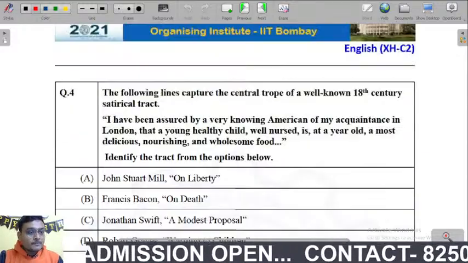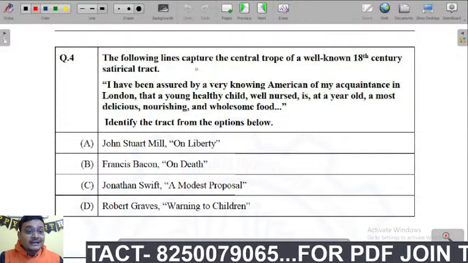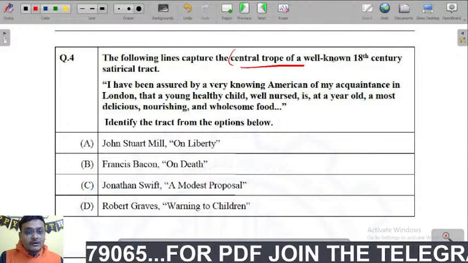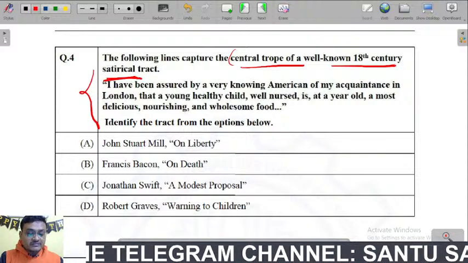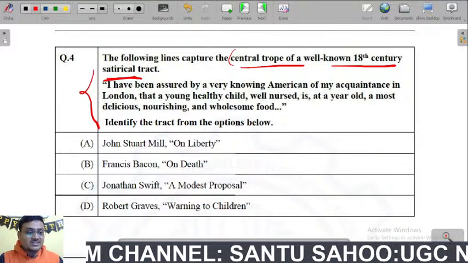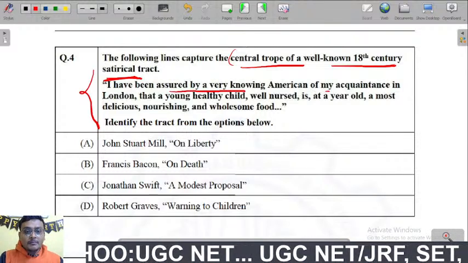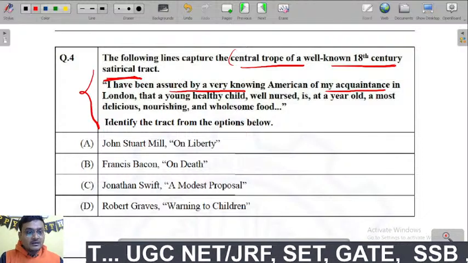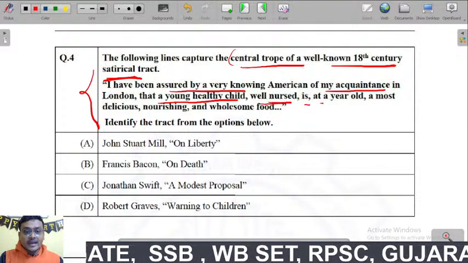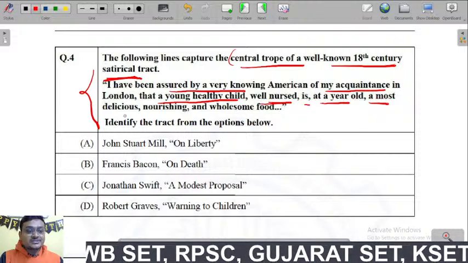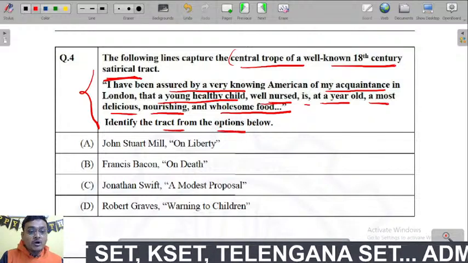So here is question number 4. This is a very important satirical comment. The following lines capture the central trope of a well-known 18th century satirical tract. What kind of satire is it? So I have been assured by a very knowing American of my acquaintance in London that a young healthy child, well nursed, at a year old, is a most delicious, nourishing and wholesome food. Identify the tract from the options below.